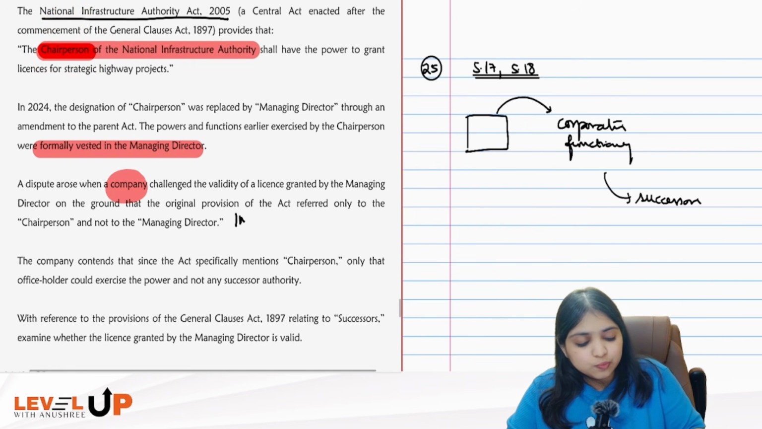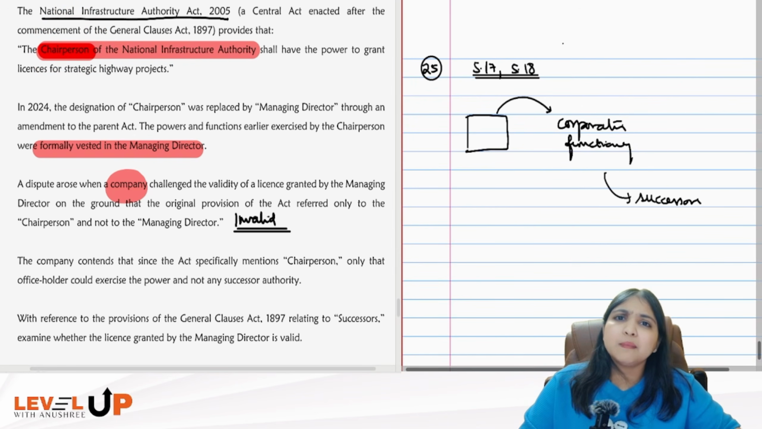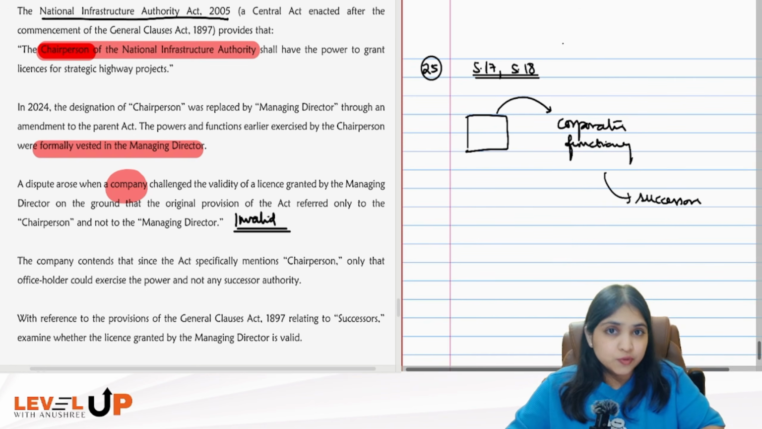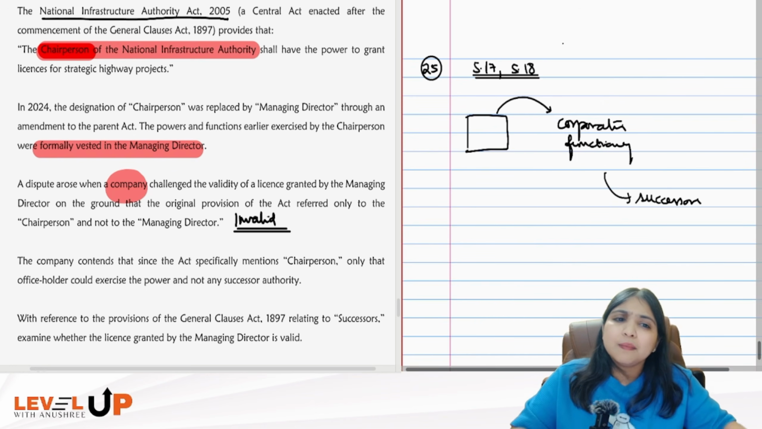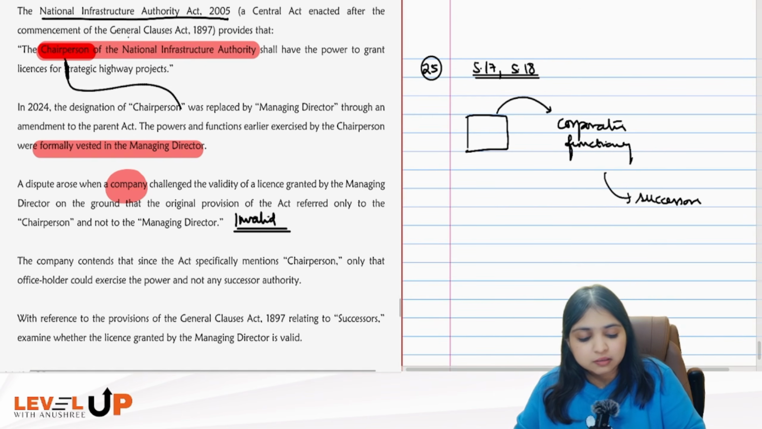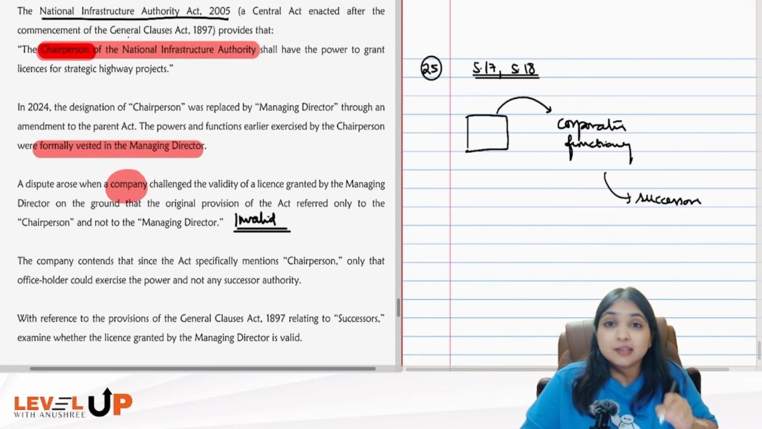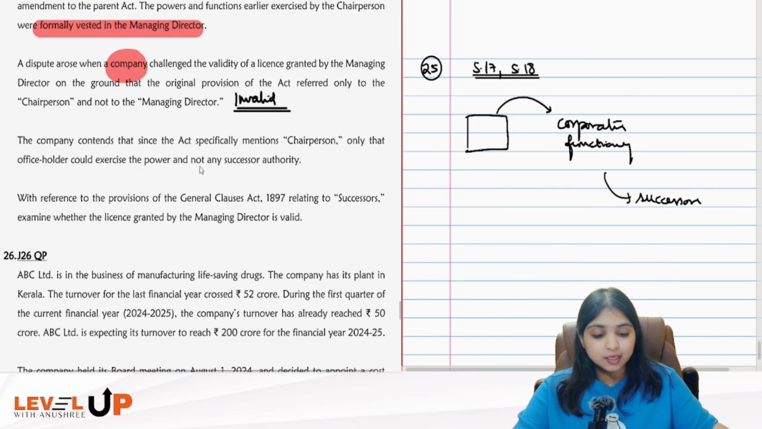This company's challenge will definitely be invalid. Why? Because if the act is referring to a corporation or functionary, it is also automatically referring to the successor. So in this question, when the act is referring to the chairperson, it is automatically referring to the managing director also. The same powers which the chairperson had earlier, the successor managing director will have now. So if the managing director gives a license today, it will be valid. What the company is saying is not correct.